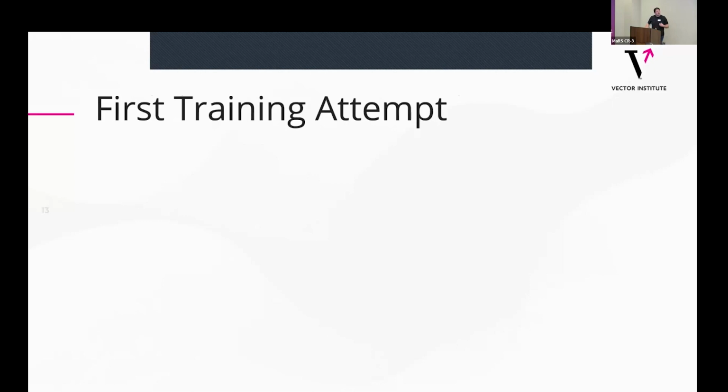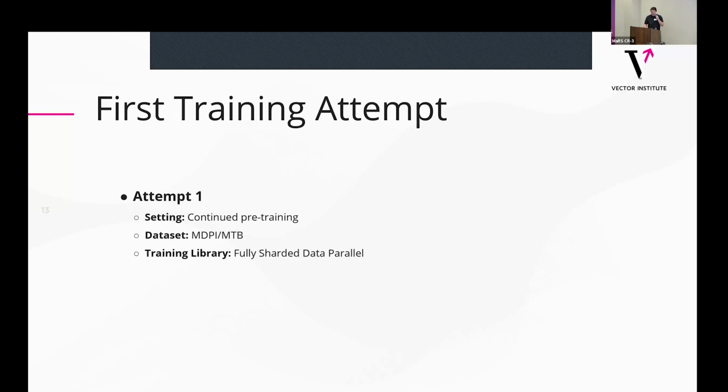Okay, so now that we've selected a library and we have our data set, we can start with our first training attempt. In this case, it's a continued pre-training setting. Our data set is MDPI, MTB. We've selected FSDP as the library backing this. We're training Llama 2 7 billion, and we've allocated 2 of our A100 nodes, so 8 A100s in total.